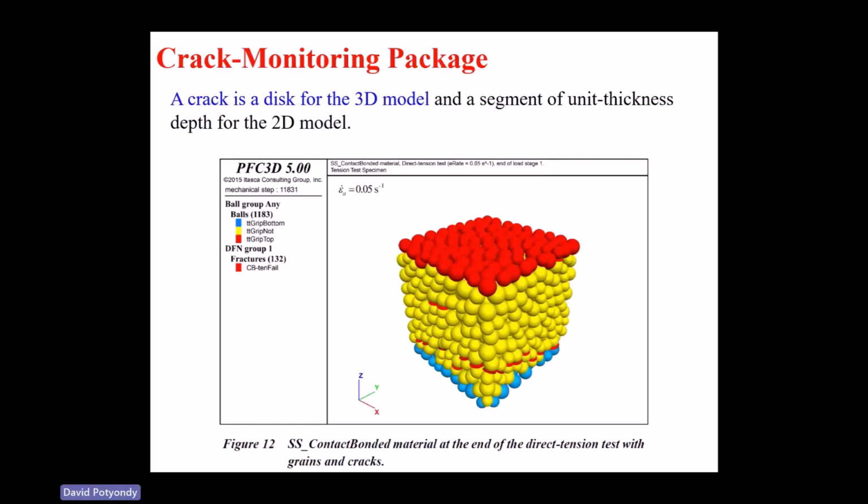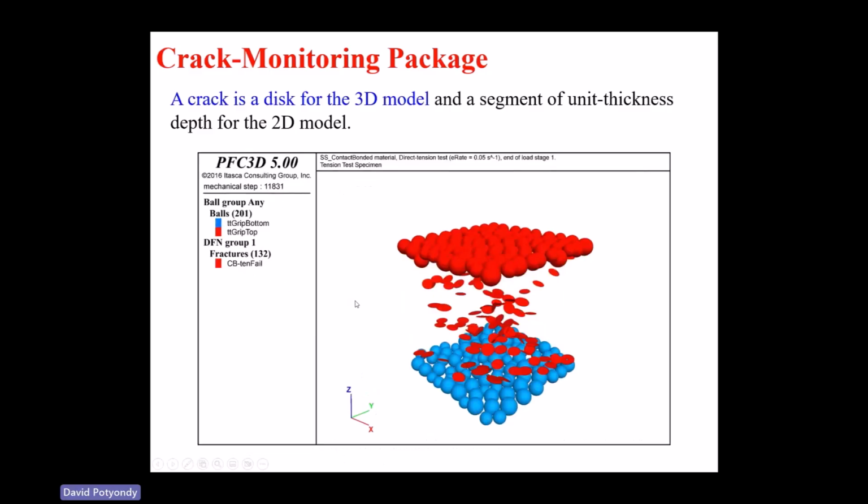This would be the contact bonded material that we did a direct tension test on, and you can see these cracks. It's a separate plot item. It uses something called the discrete fracture network plot item, which lets you plot what it calls fractures, which are disks. It's using that to throw a bunch of disks at this plot item and allow you to see them. They're colored based on tensile failure or shear failure. So with that same thing, I look at it with the balls on, then turn the balls off and just keep the grid balls on. There are my cracks throughout 3D space.